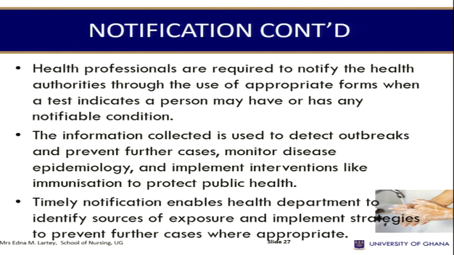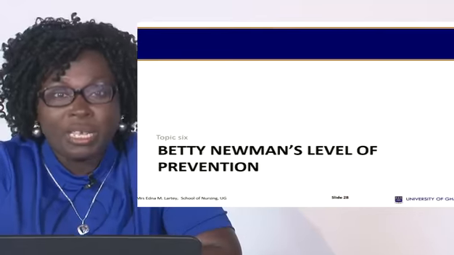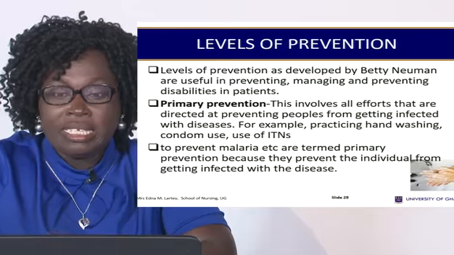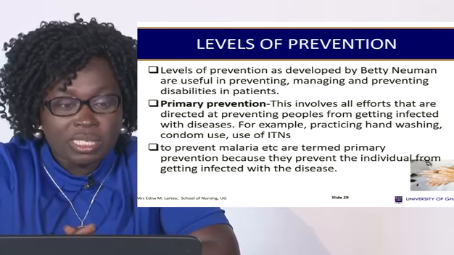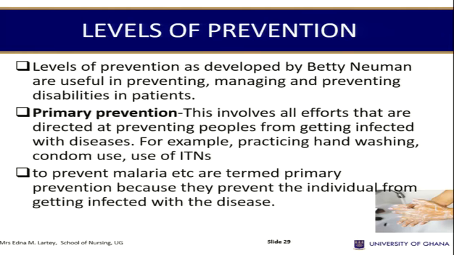cases where appropriate. Now, we are going to look at Betty Neuman's levels of prevention and how to apply Betty Neuman's model in our prevention of diseases. Betty Neuman has 3 levels of prevention. The levels of prevention as developed by Betty Neuman are useful in preventing, managing, and preventing disabilities in patients.